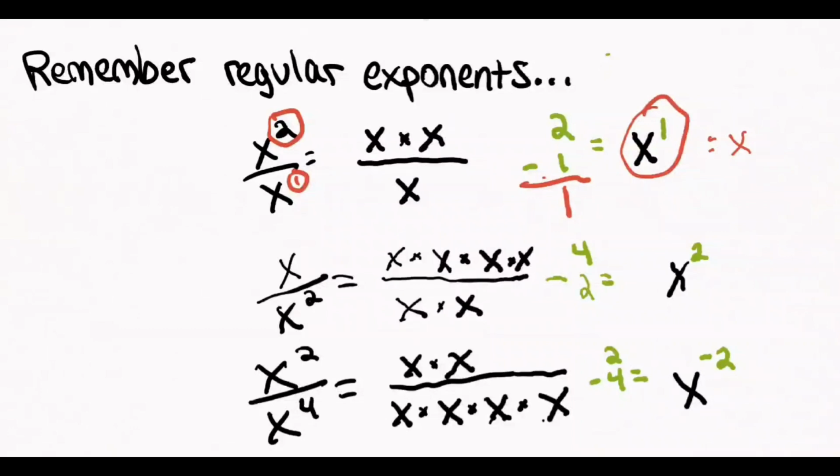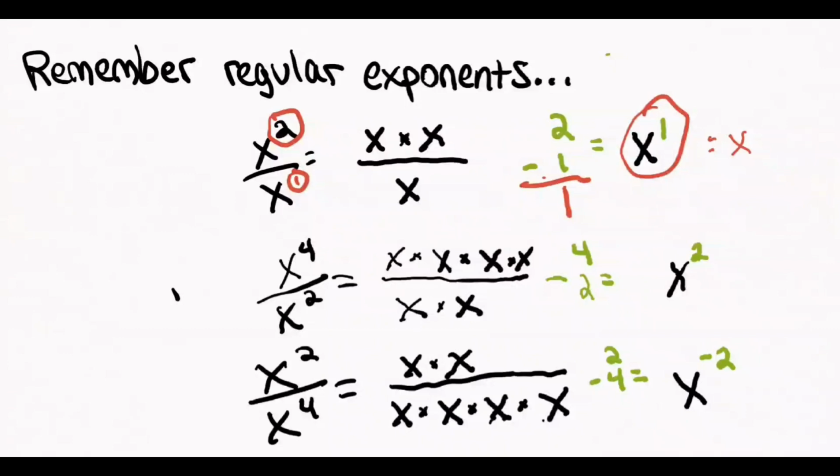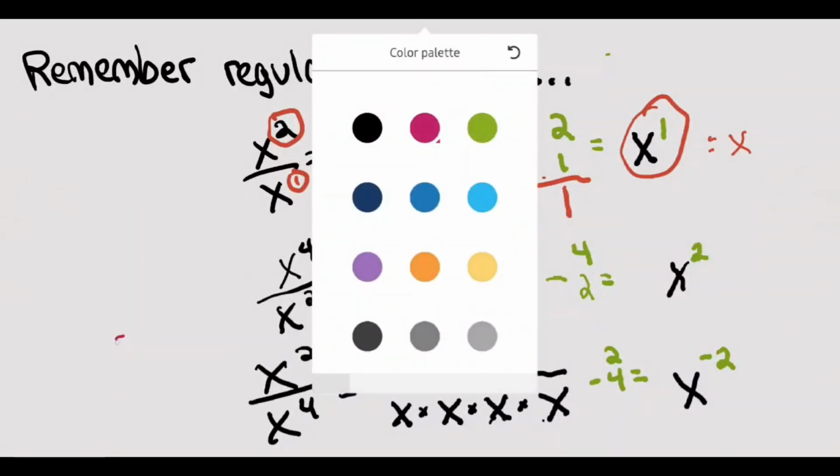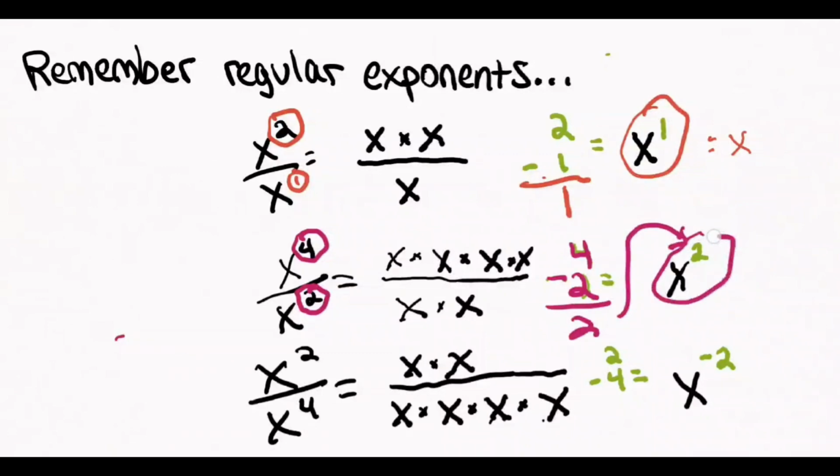And, oh, this is supposed to be a 4 up here, sorry. That's supposed to be a 4. So now we have x to the 4 divided by x to the 2. 4 minus 2 is 2. So the answer is x to the second.